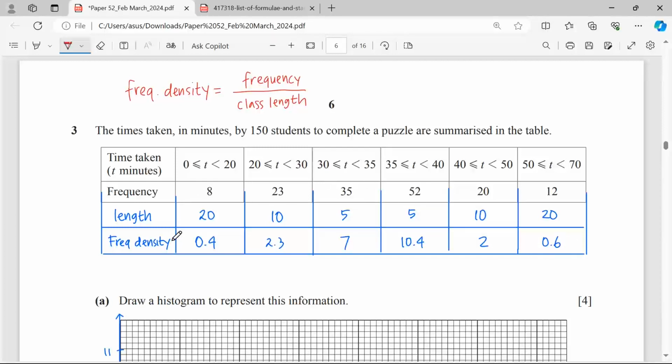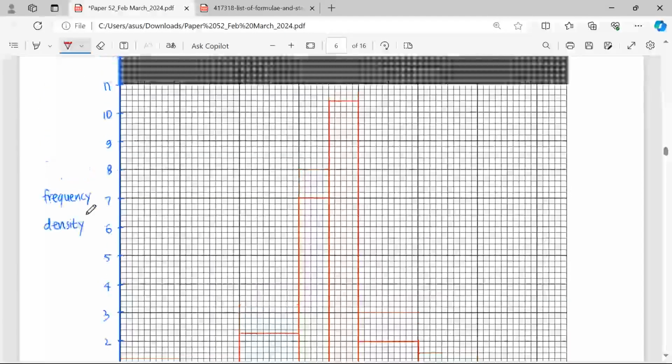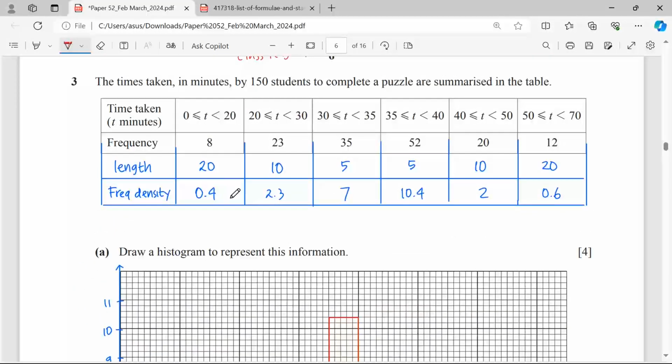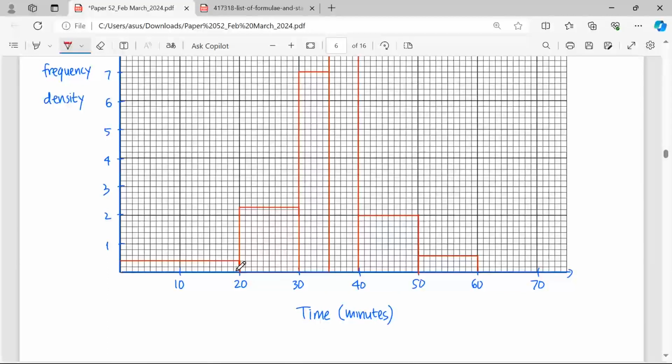After you get the frequency density, you can now draw a histogram. On the x-axis, it will be time taken in minutes, like this. And for the y-axis, it should be frequency density. Remember, not a frequency. So you can just draw a histogram. For example, the first one here, the frequency density is 0.4 and the interval is from 0 to 20. So you can make like this, from 0 to 20. And in this case, for the y-axis, each grid represents 0.2. Like this. So you have the following.